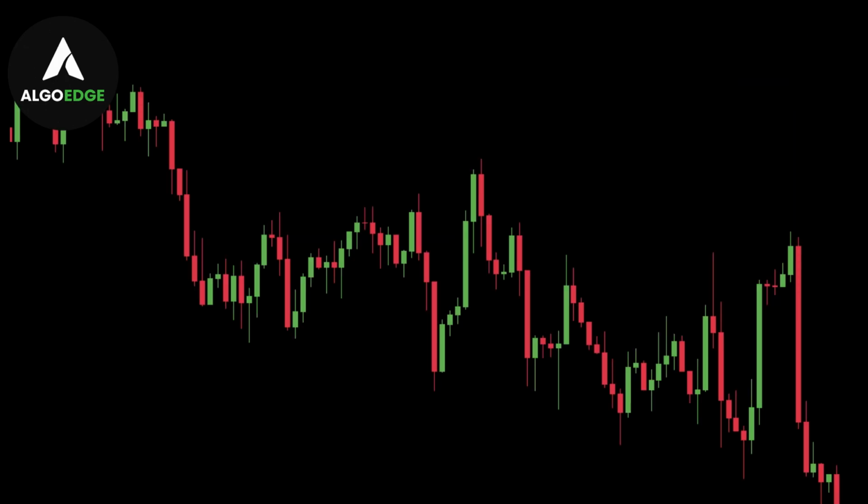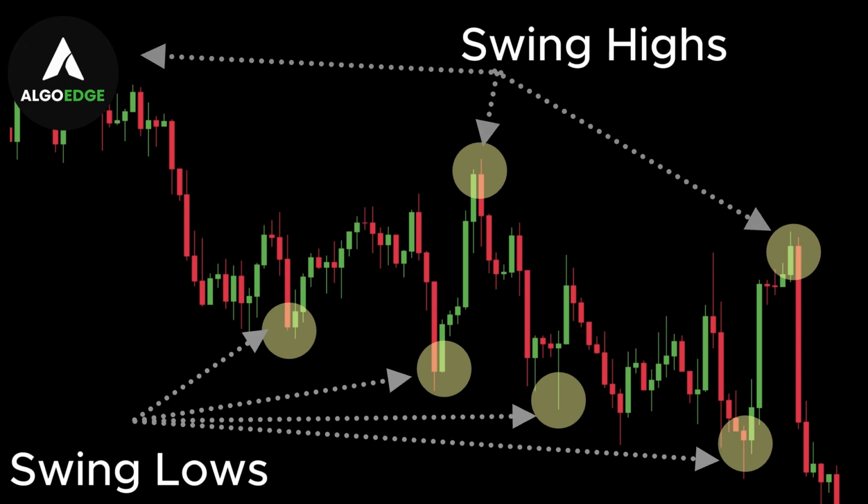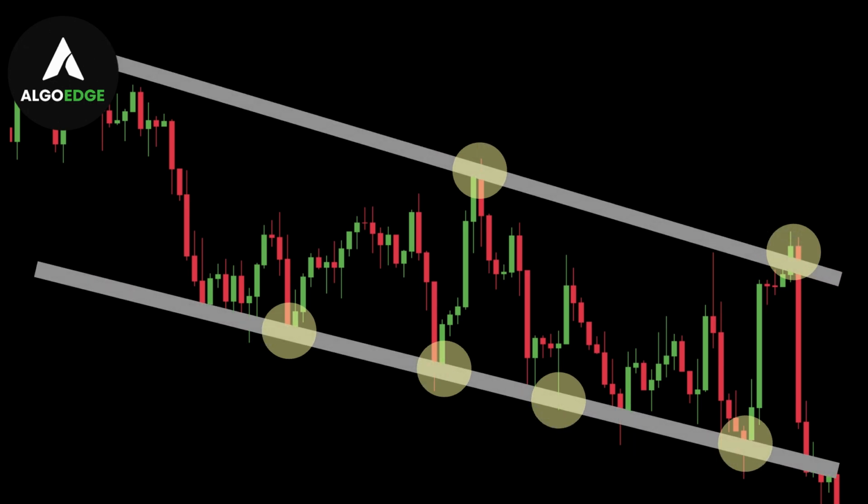Let's go through one more example to make this concept completely clear. First, we identify the major swing points on the chart, both the swing highs and the swing lows. Once we've identified them, all we need to do is connect those swing points to create our trend line. As you can see, the process is actually quite straightforward.